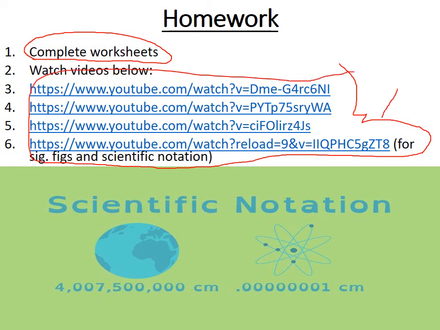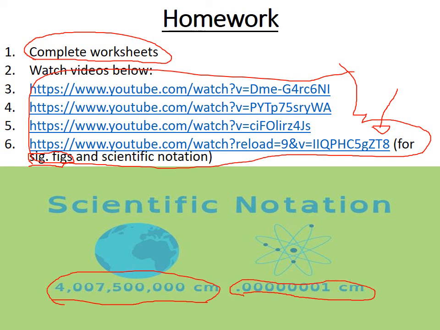The video at the bottom here is a scientific notation along with significant figures video, where you can see multiplication, division, and significant figures being taken into account. So again, scientific notation is a system that's used when you're writing really, really big numbers, like this one over here, or really, really small numbers, like this one over here. It helps to make significant figures less ambiguous, meaning less confusing.